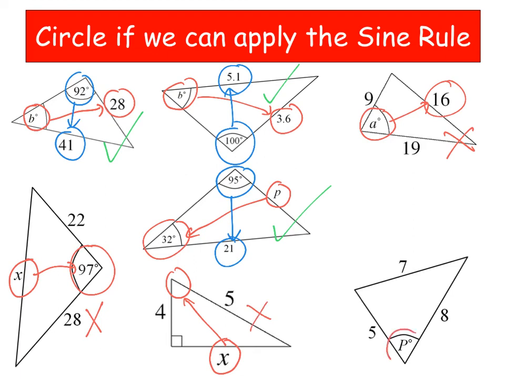On the last one, we're looking for this angle here. We have the opposite side, but no other angles there. Remember, we need two angles involved if we're going to use the sine rule, so this is not going to be the sine rule either.